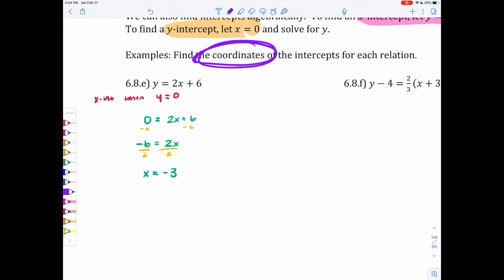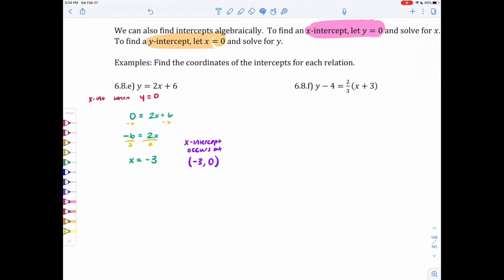But the question does specifically ask for me to write that as a coordinate. So the coordinate of my x-intercept, well, I know the value of x is -3. And my value of y, as always, will be 0. So this is my coordinate. So I have my x-intercept occurs at, oops, maybe I'll just move this over, scoot that out of the way, so I'm not intruding on other space. But this is what I have. My x-intercept occurs at the point -3, 0.